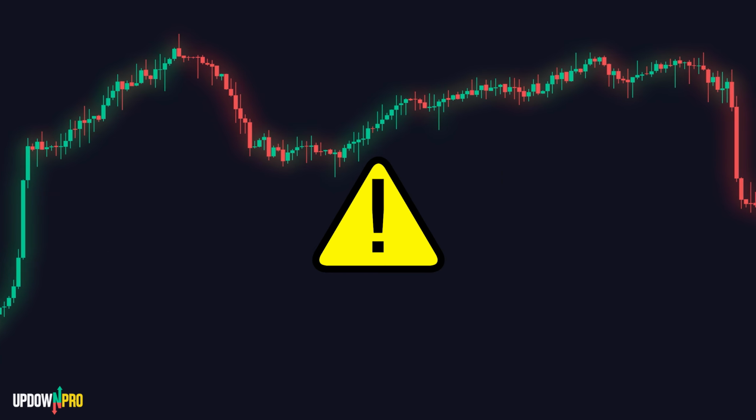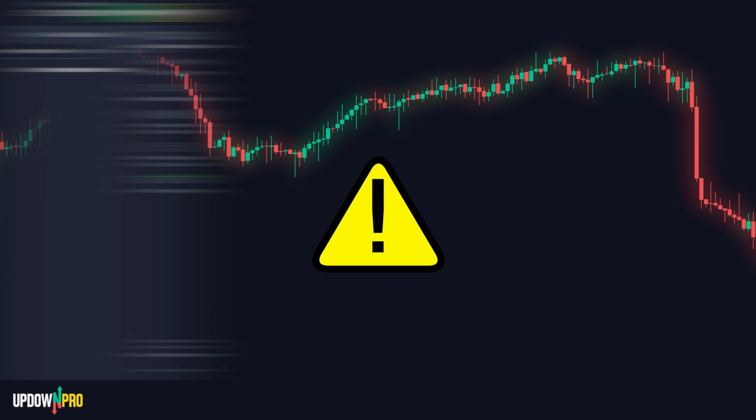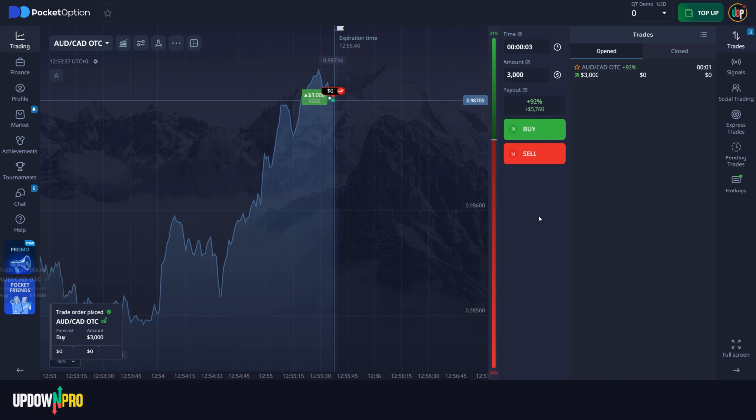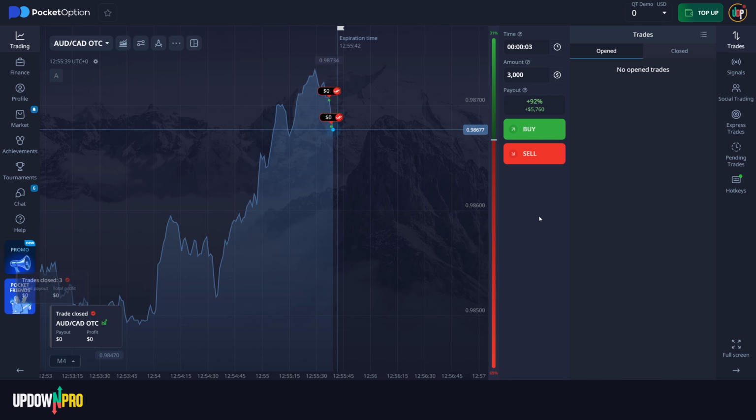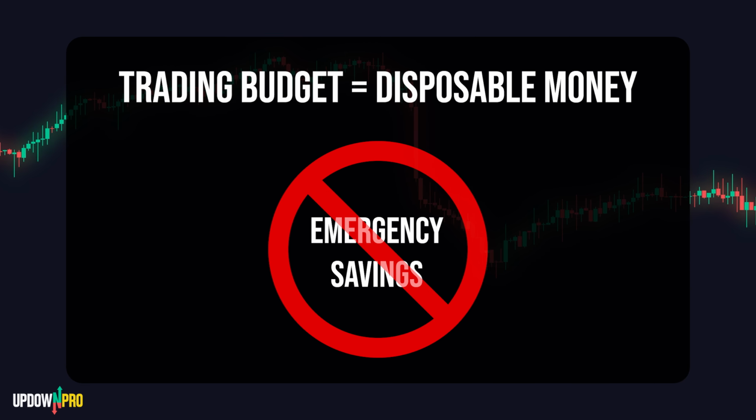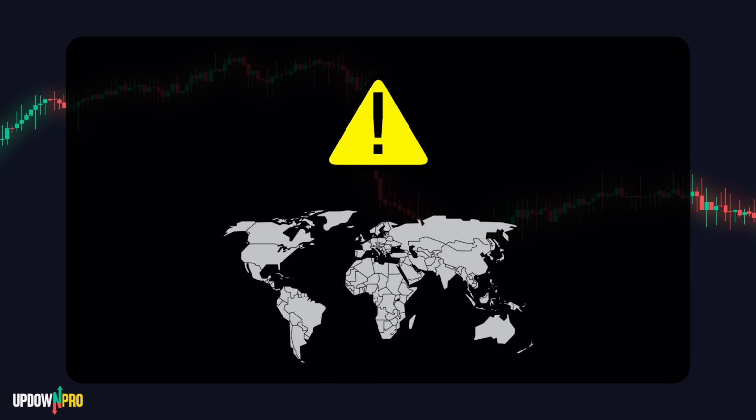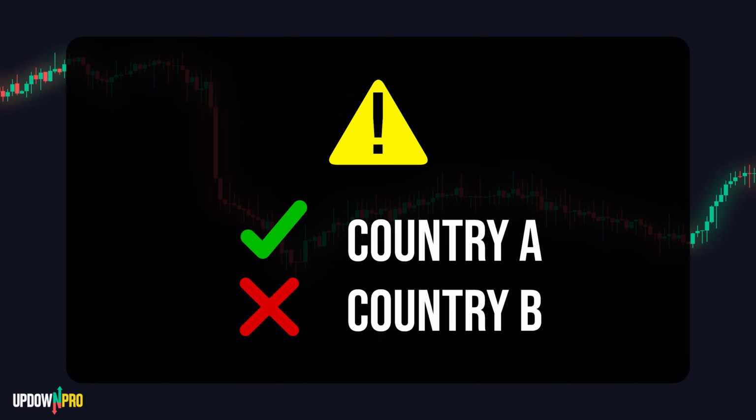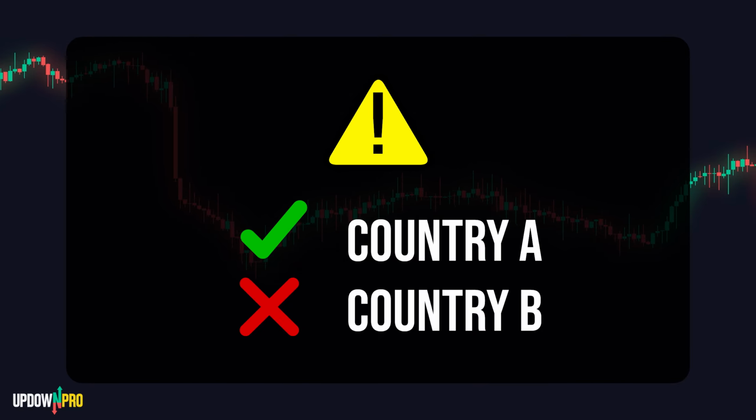Before we finish, there's one important thing you should understand. Binary options involve significant risk. It's entirely possible to lose the full amount you place on a trade. No strategy can guarantee profits, and even experienced traders have losing trades. If you decide to continue learning, never risk money you cannot afford to lose. Also, regulations vary between countries, so before opening a real account, make sure binary options trading is permitted where you live and that your chosen broker is available in your jurisdiction.